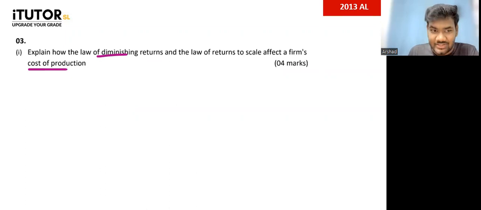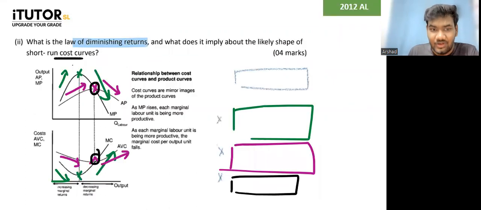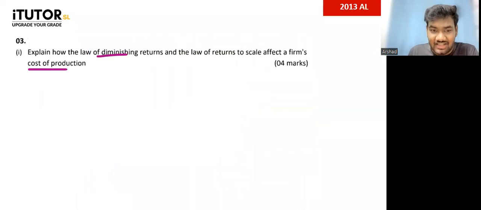In the 2012 paper, they asked you what is the law of diminishing returns and what does it imply about the short run cost curve. Same thing they are asking here, but in addition to talking about the short run, this time they're asking about the long run also. So this part I'm not going to explain again. You can start off your answer by saying, law of diminishing returns means this. This is how the short run cost is affected.